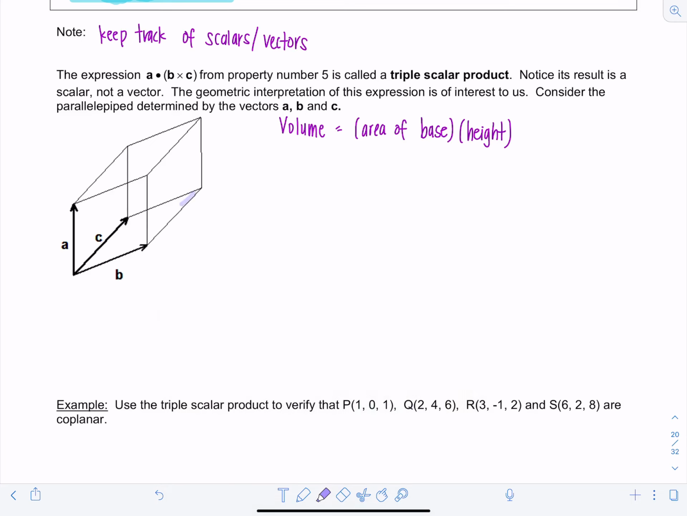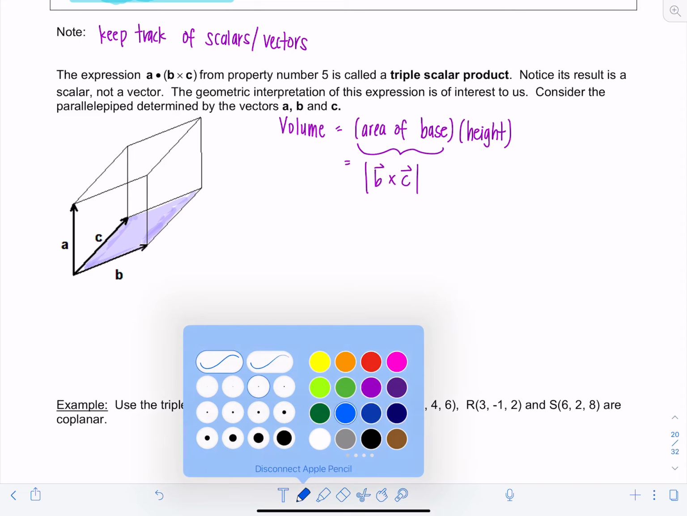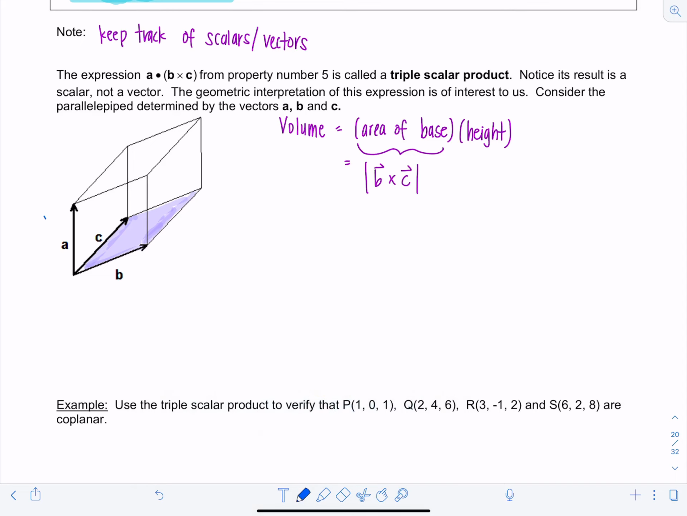Well, let's see here. How would I figure out the area of the base of this parallelepiped? Notice the base is a parallelogram formed by vectors B and C. So the area of the base is going to be the magnitude of the cross product of B and C. That's no problem. Now what about the height? Well, the height is not necessarily vector A, right? Because the height has to be orthogonal to the base. That's the height.